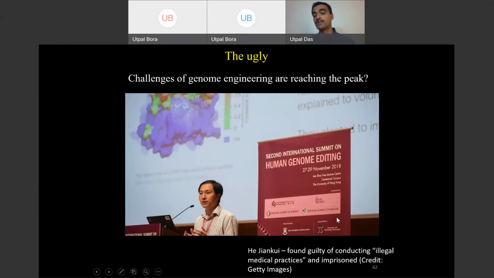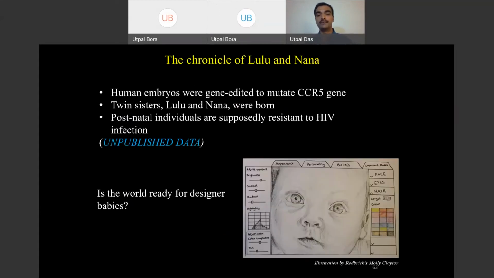This conference was taking place in November 2018. And then He Jiankui, a Chinese scientist, came and gave a talk, right? This actually changed the whole genome engineering world, I would say. What Dr. He Jiankui explained is that, for the first time, he gave birth to 2 genetically modified human babies. And they named them Lulu and Nana. So this is the chronicle of Lulu and Nana.